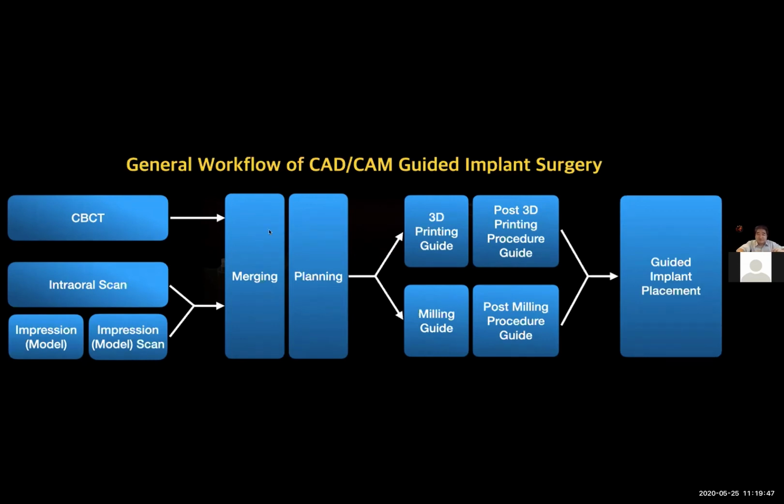Based on that information, we do the planning. That is the virtual surgery and virtual restoration. Based on that, we use 3D printing, or we can use a milling machine, so we can make the guide and prosthesis too, right? Once we make the guide from the 3D printing or the milling machine, then using that guide, we do the actual implant placement. That is the simplified workflow.